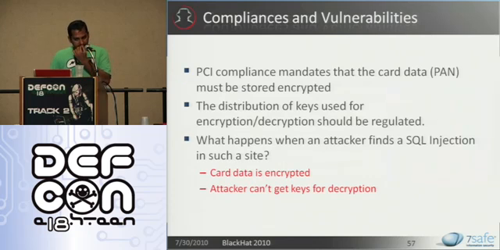PCI compliance mandates that the card data, the PAN, must be stored encrypted. The distribution of keys used for encryption and decryption should be controlled and regulated. So what happens when an attacker finds a SQL injection vulnerability in such a website which follows all this compliance? Does that mean that the card data which the attacker gets is all encrypted, so it will be pointless for the attacker to have this data if obviously he can't get the keys for decryption?